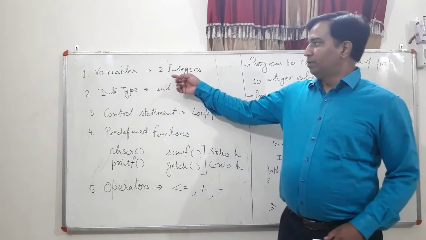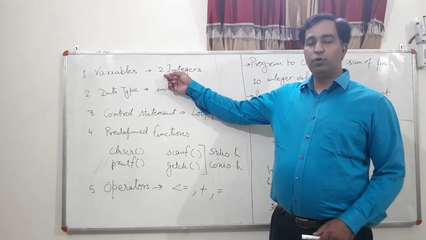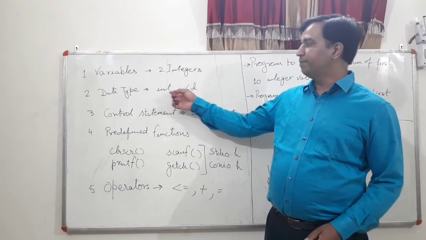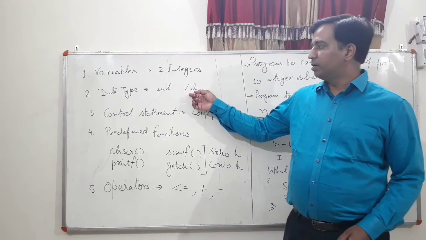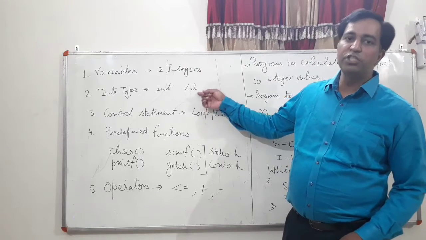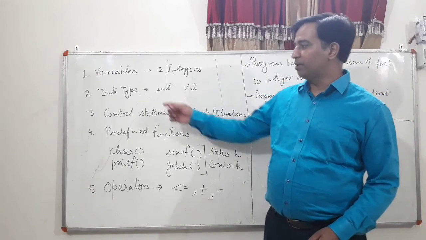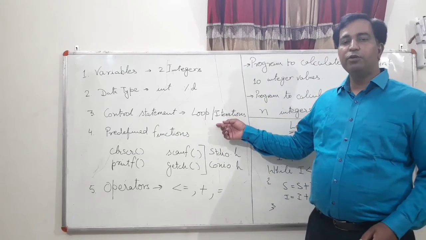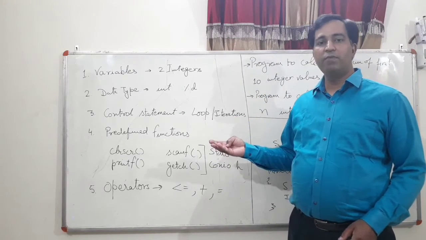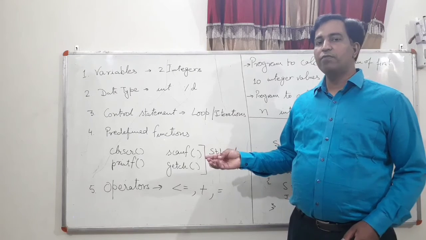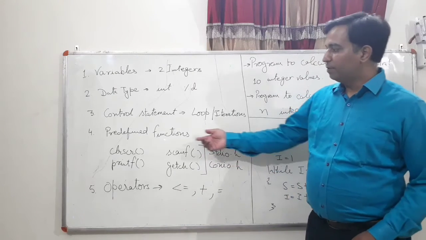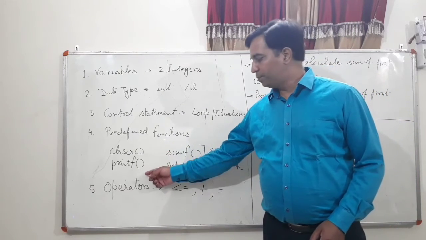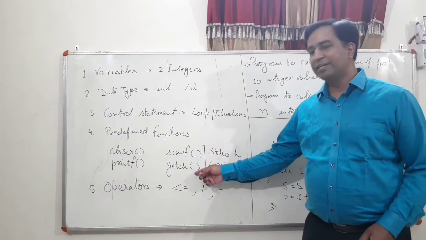Now, variables: we are going to take two integers, right? The data type will be integer, obviously, and %d is the conversion string for integer type variables. Now for control statements we will be using loops. We can use any kind of loop. We can have while, we can have for, or we can have do while, right? Predefined functions that we'll be using are clear screen, printf, scanf, and getch.